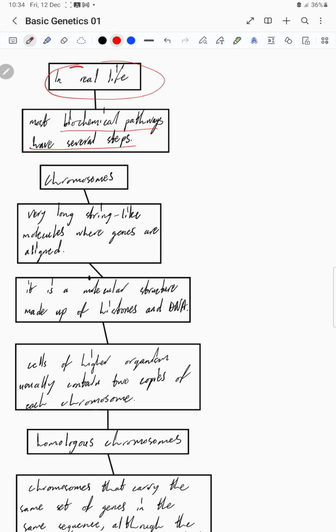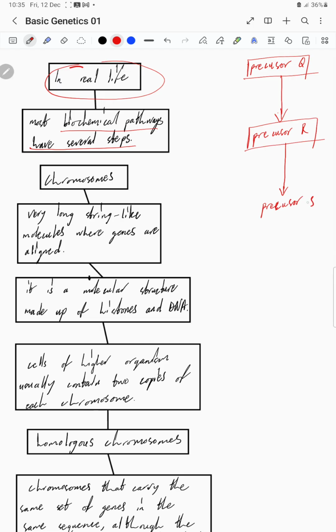So let's just look into one example of a pathway. Let's say we've got a precursor Q, and then precursor R, and then precursor S.